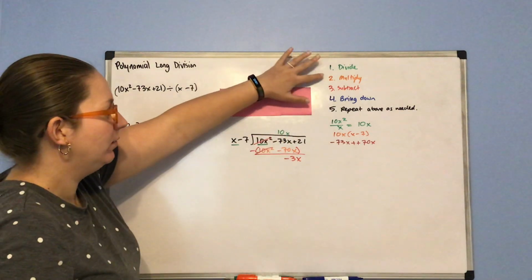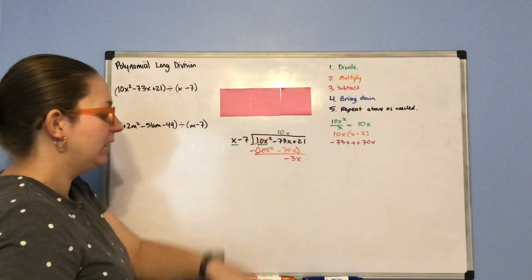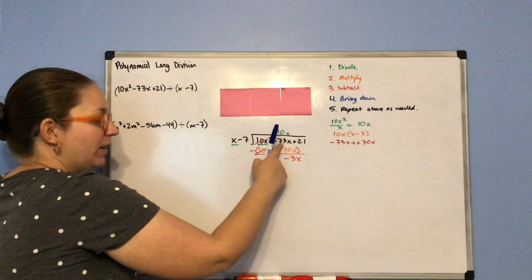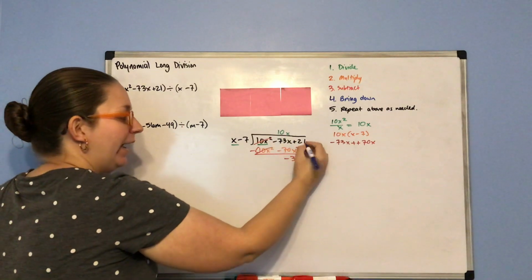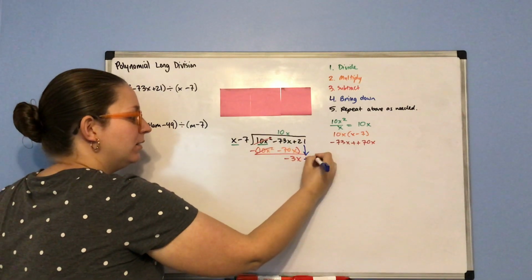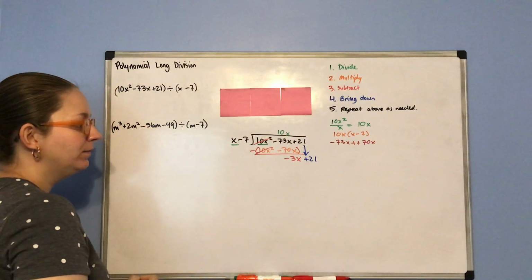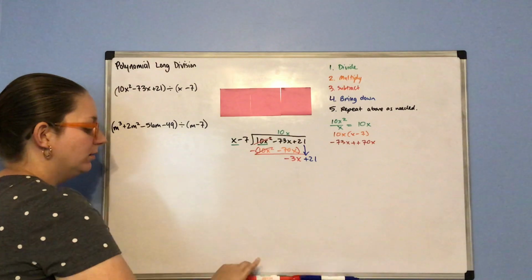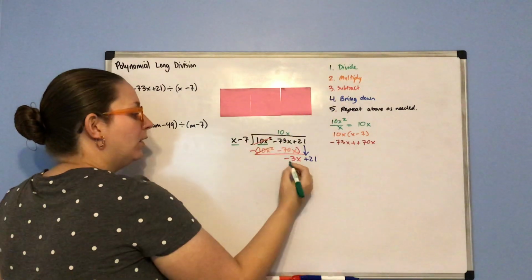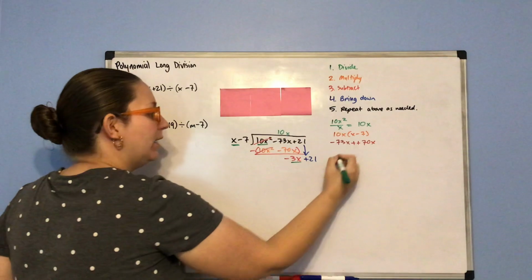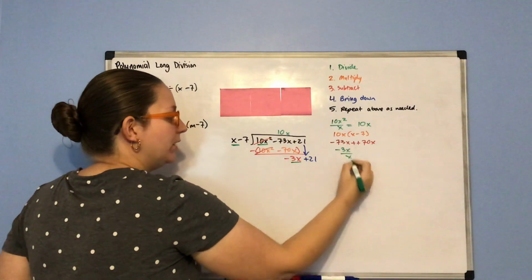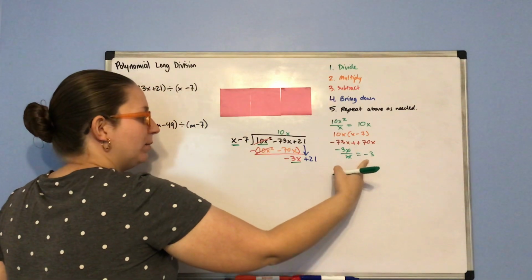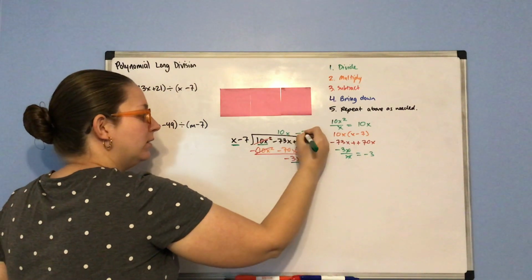Once we have divided, multiplied, subtracted, the next thing we do is we bring down the next term that hasn't been used. So I've used this 10x, I've subtracted from this negative 73x. I haven't used that plus 21 yet, so now I'm going to bring down plus 21. From here, I'm going to do the same process all over again. So I'm going to divide. What is negative 3x divided by x? When I do that, the x's cancel, I get just negative 3. Just like before, whatever we get from when we divide goes up top.